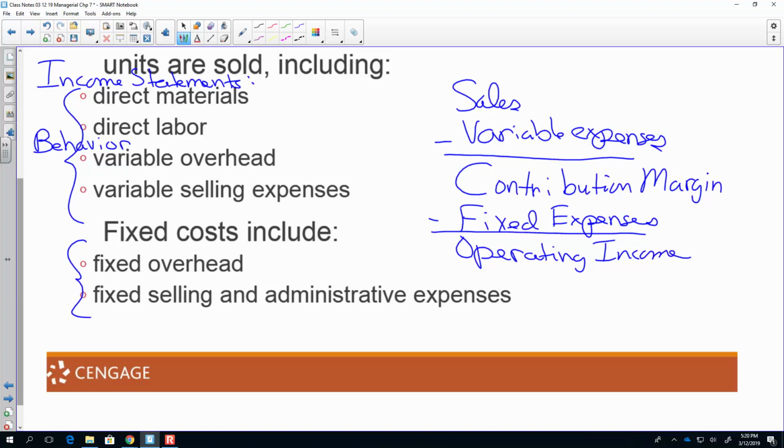Is this a GAAP approved statement? The answer is no. In GAAP, we can't organize our expenses by behavior. They want it a different way. So this is purely a management type statement that they would do internally.